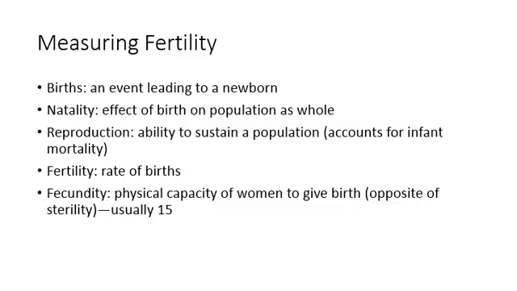Fertility, which is the rate of births. And then another term that perhaps you're not familiar with, fecundity, which is the physical capacity of women to give birth, sort of the opposite of sterility. And that number usually is around 15. It's the physical maximum for women.